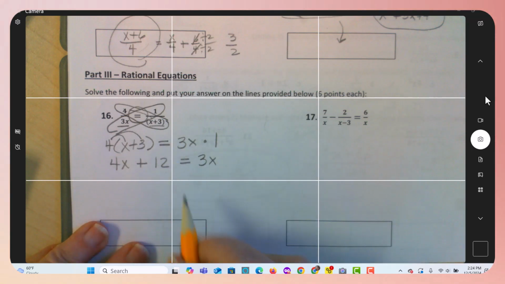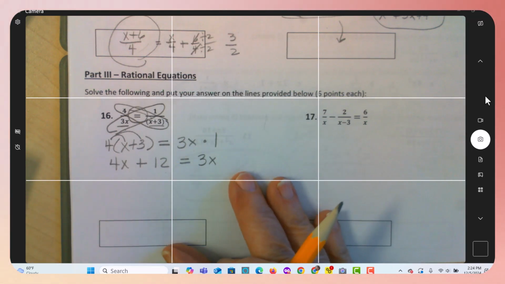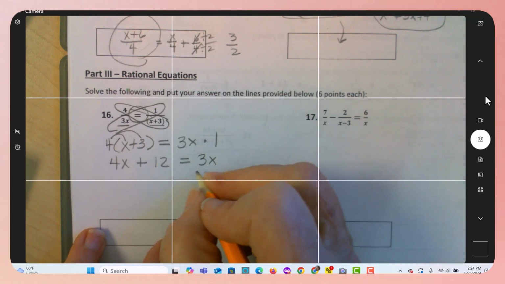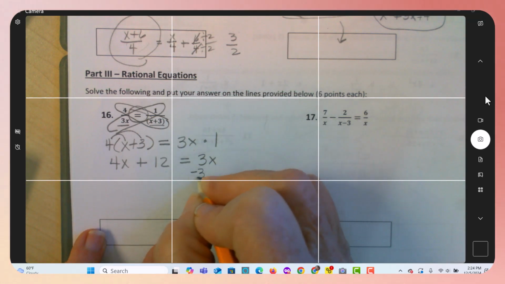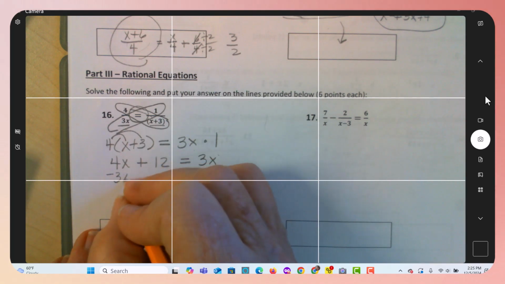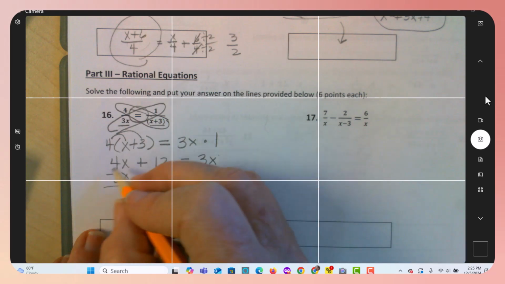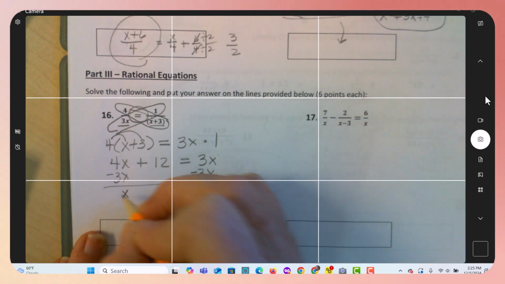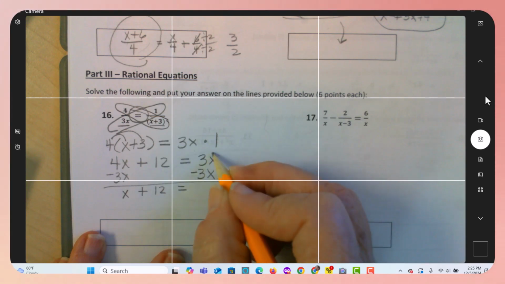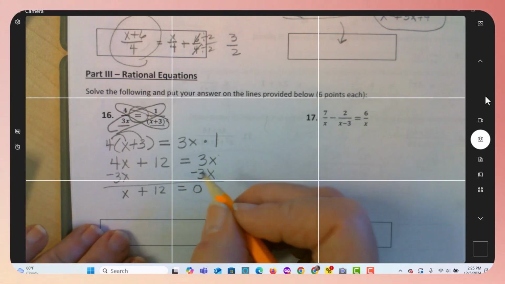It's not quadratic, or it's not cubic or anything higher than degree 1. It's linear, so I'm going to move all of my x's on the left by subtracting 3x from both sides. 4x minus 3x is 1x. Still have the plus 12. Bring down the equal. 3x minus 3x is 0.